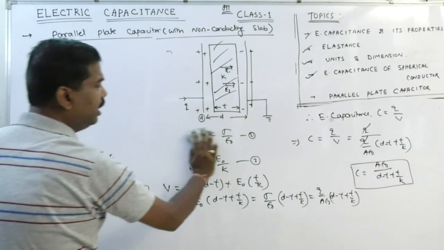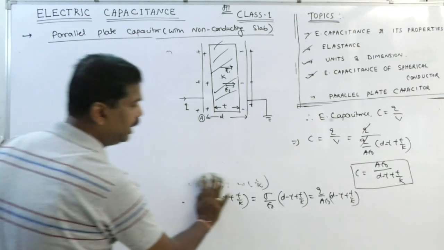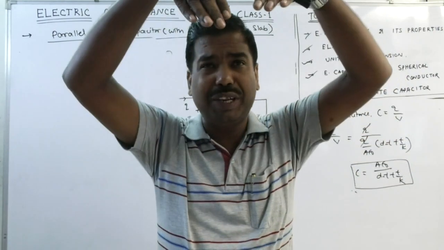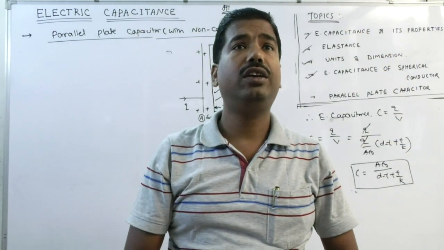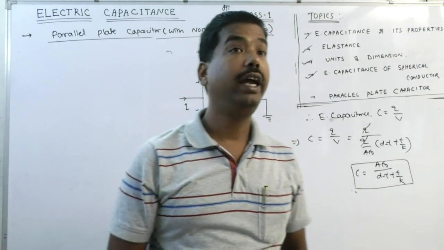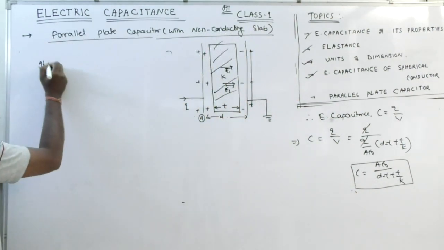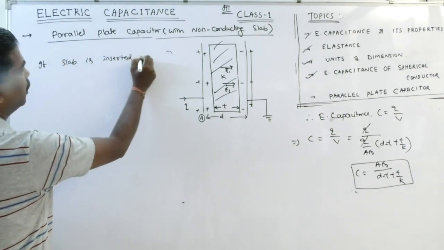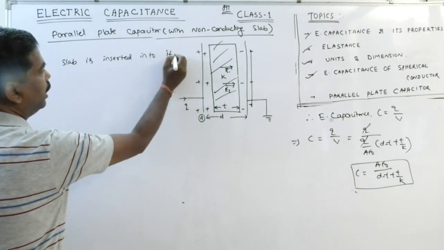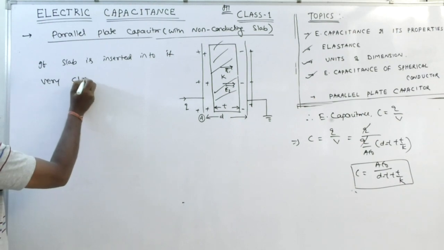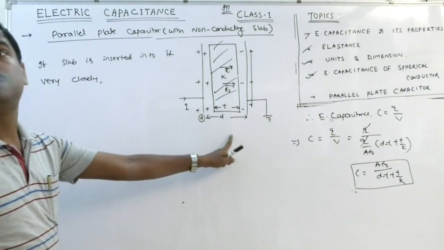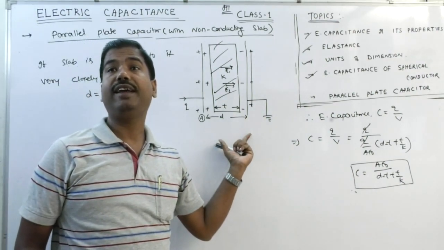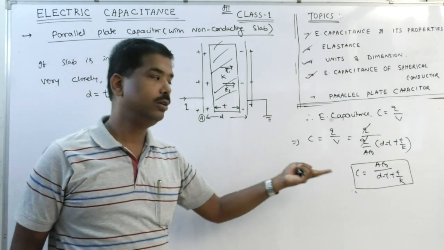Let us imagine the dielectric slab is inserted into the capacitor very tightly, so that there is no air gap in between. The parallel plates are pressed tightly against the slab, so D is equal to T, because the distance between the two plates is equal to the thickness of the slab.